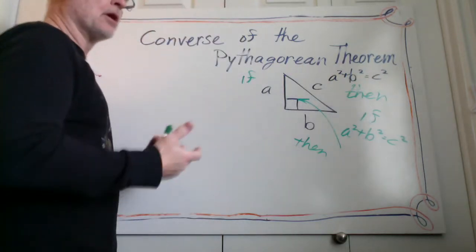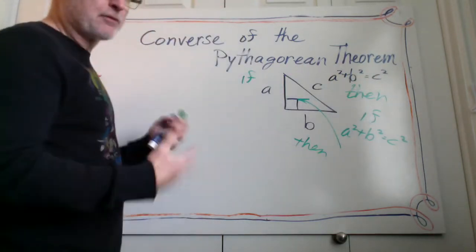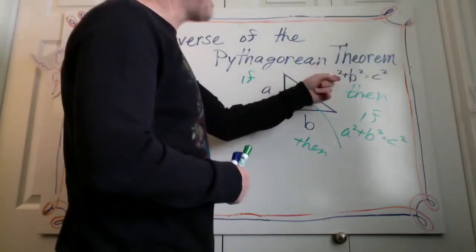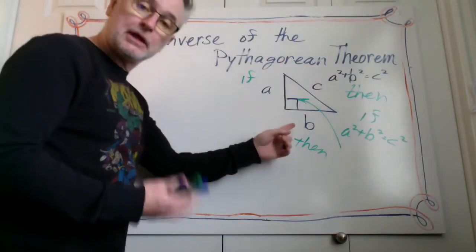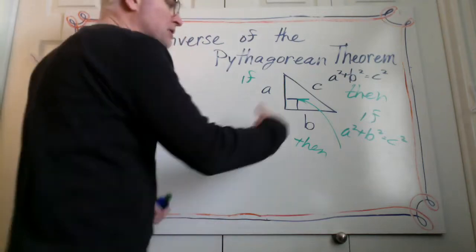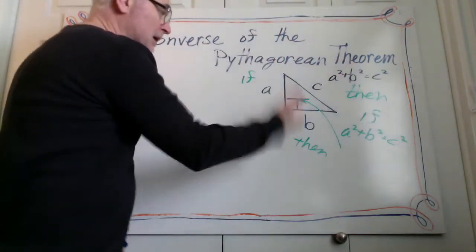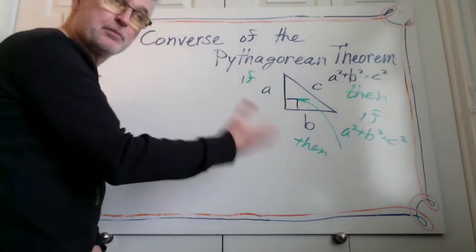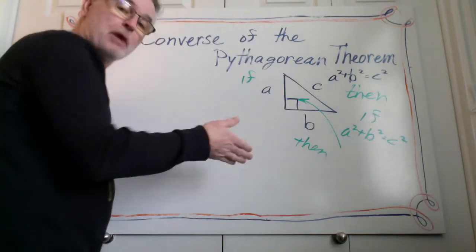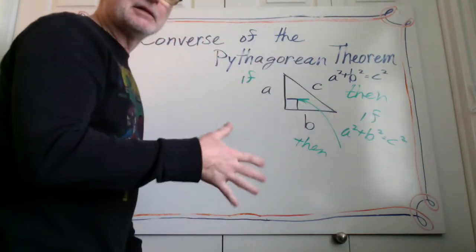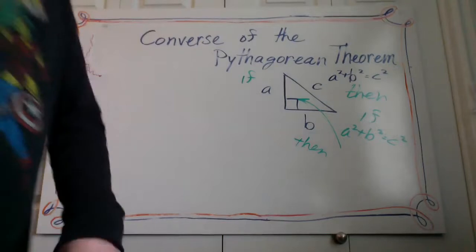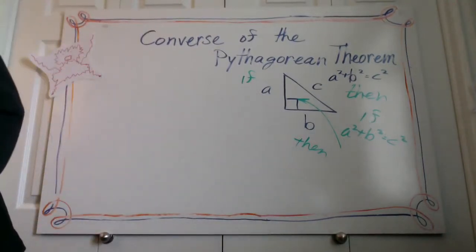The Pythagorean theorem states that when you have a right triangle, this is true. But the converse says, if you have three sides of a triangle and this happens to be true, then you're looking at a right triangle. So if you just have three sides of a triangle and it ends up being a squared plus b squared equals c squared, then it's a right triangle. If it doesn't equal, then it's not. Okay, so let's look at a couple of examples of that.